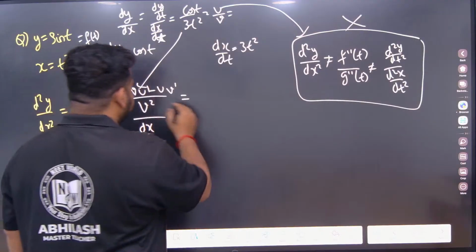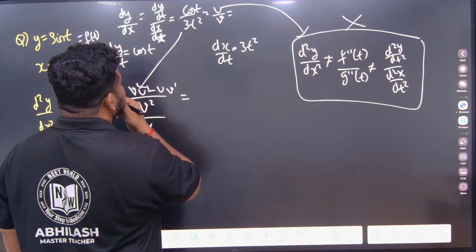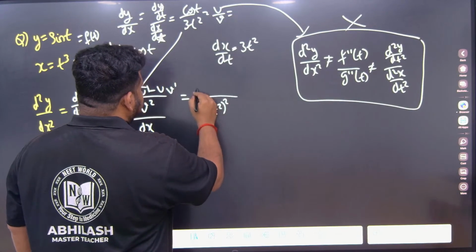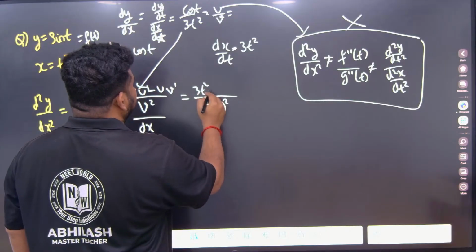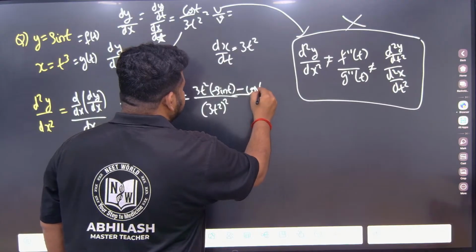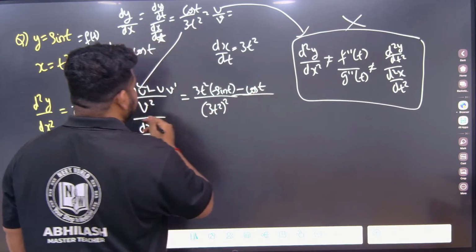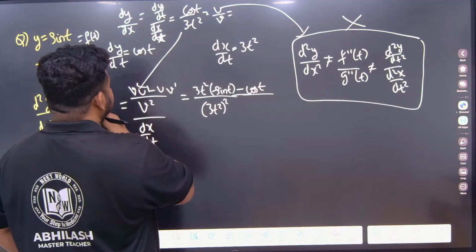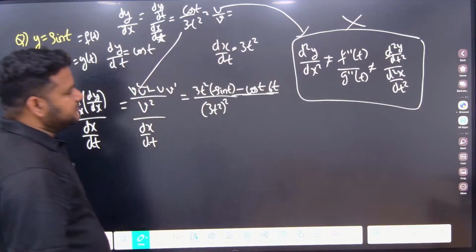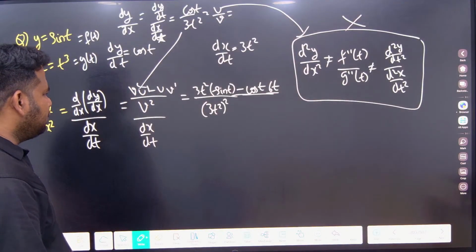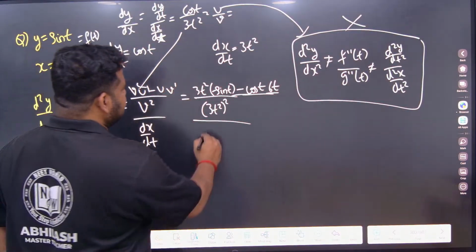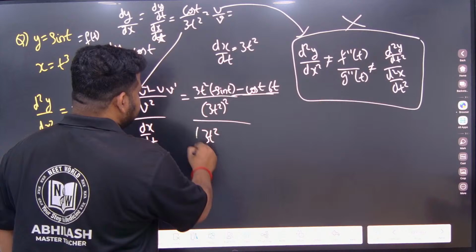Now see here, v into u dash. V is 3t square, so 3t square whole square in the denominator. Then 3t square into u dash: the derivative of cos t is minus sin t, minus cos t into the derivative of 3t square, which is 6t. Now we have to divide this by dx by dt, which we got as 3t square.